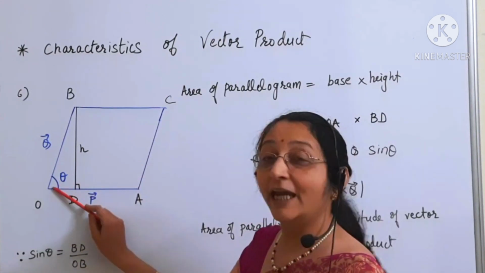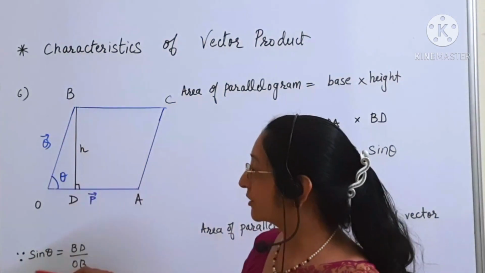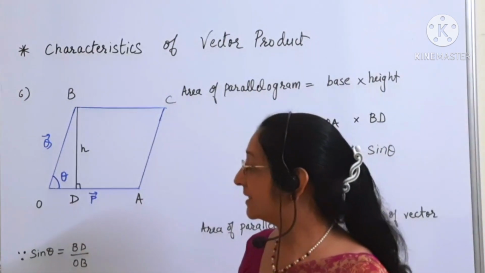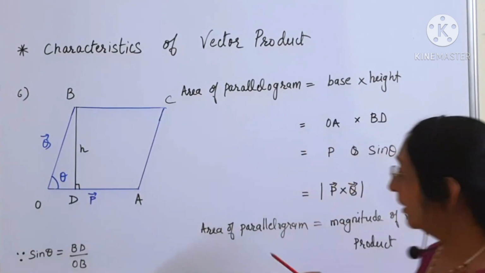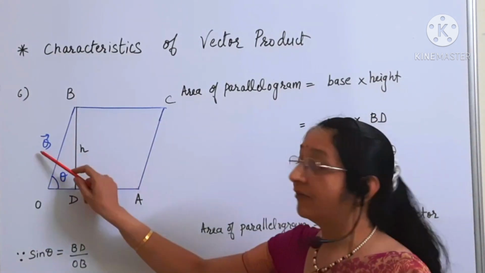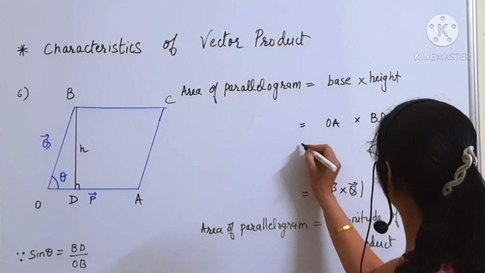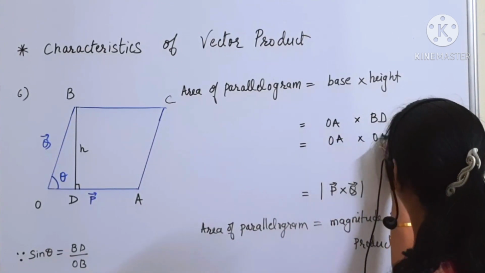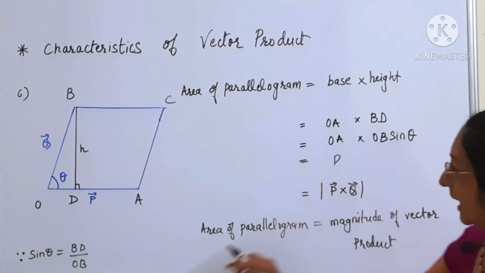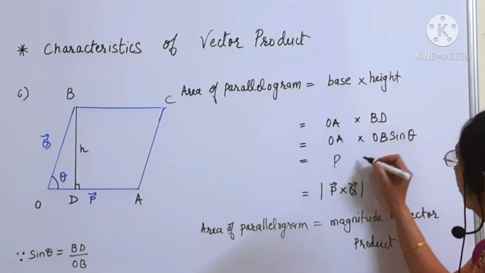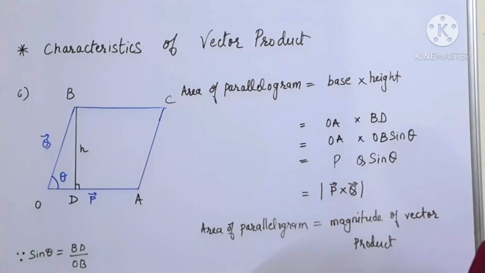Now we know that sin of theta is opposite side upon hypotenuse. So sin of theta is BD upon OB. So BD is OB sin theta. Now, what is OB? OB is the magnitude of the vector Q. So we write here that the area is OA into OB sin theta. OA is P and OB is Q and sin of theta. So it is P into Q into sin theta.